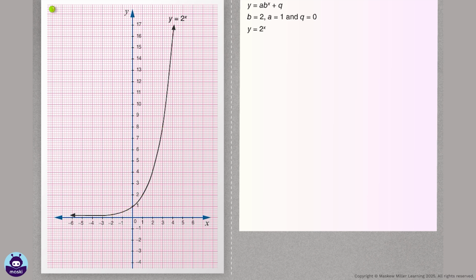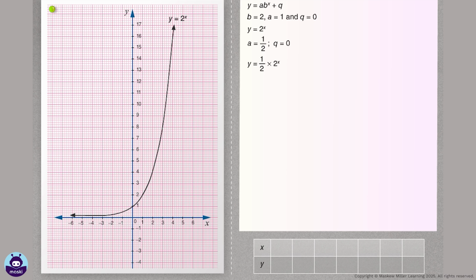We now take the value of a as half. A is equal to half. Q is equal to 0. The function is y equals half times 2 to the power of x. We calculate the y values for different x values and tabulate the results.